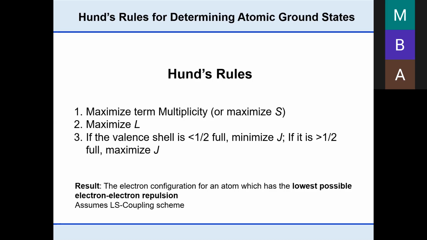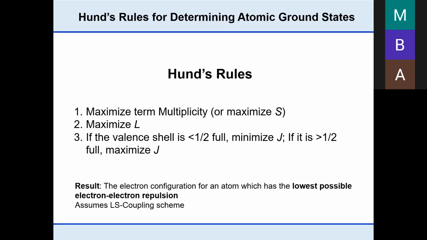And it's important to remember that the result of this process, of this treatment, is an electron configuration that gives us the lowest possible electron-electron repulsion and the lowest possible electron kinetic energy in our atom. Furthermore, it's also important to remember that these rules only really apply when we're in the LS coupling scheme, or the Russell-Saunders coupling scheme.